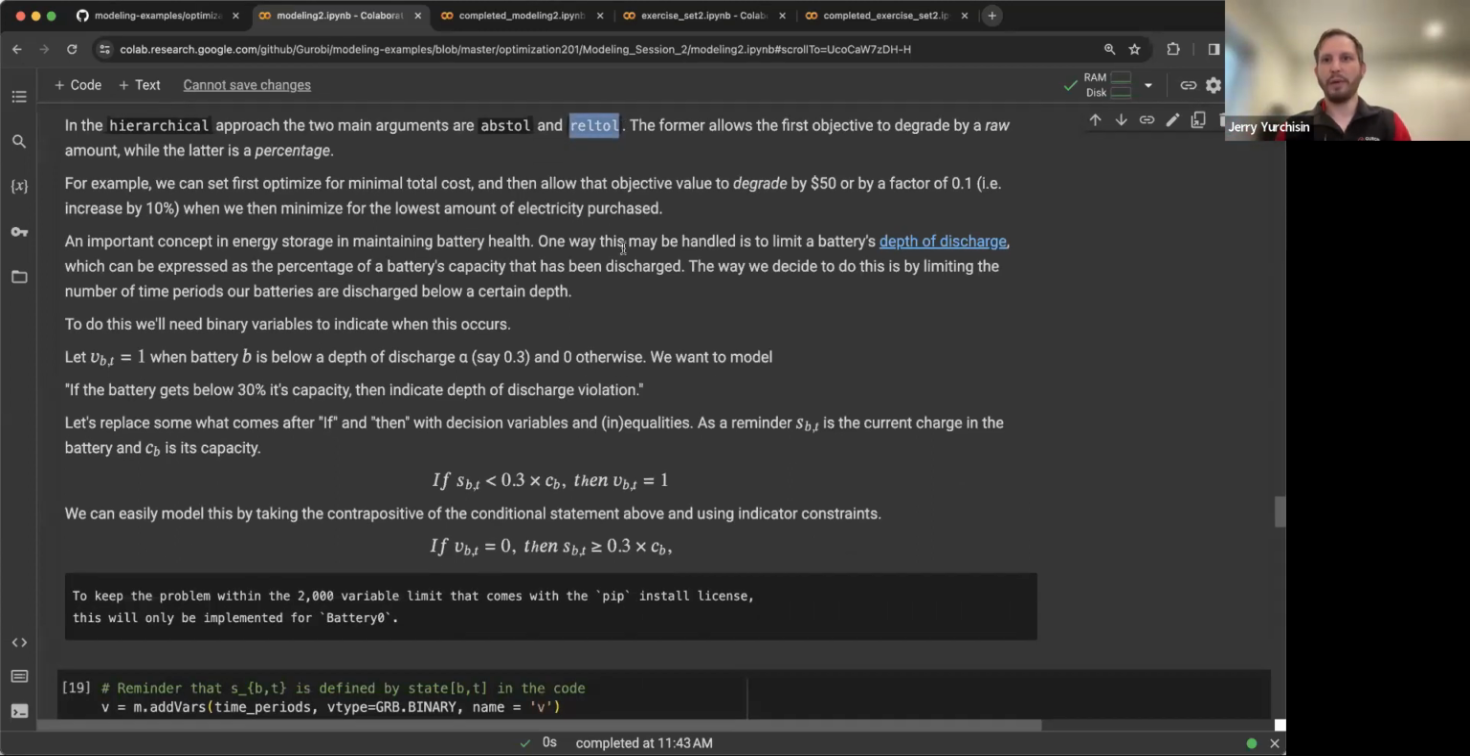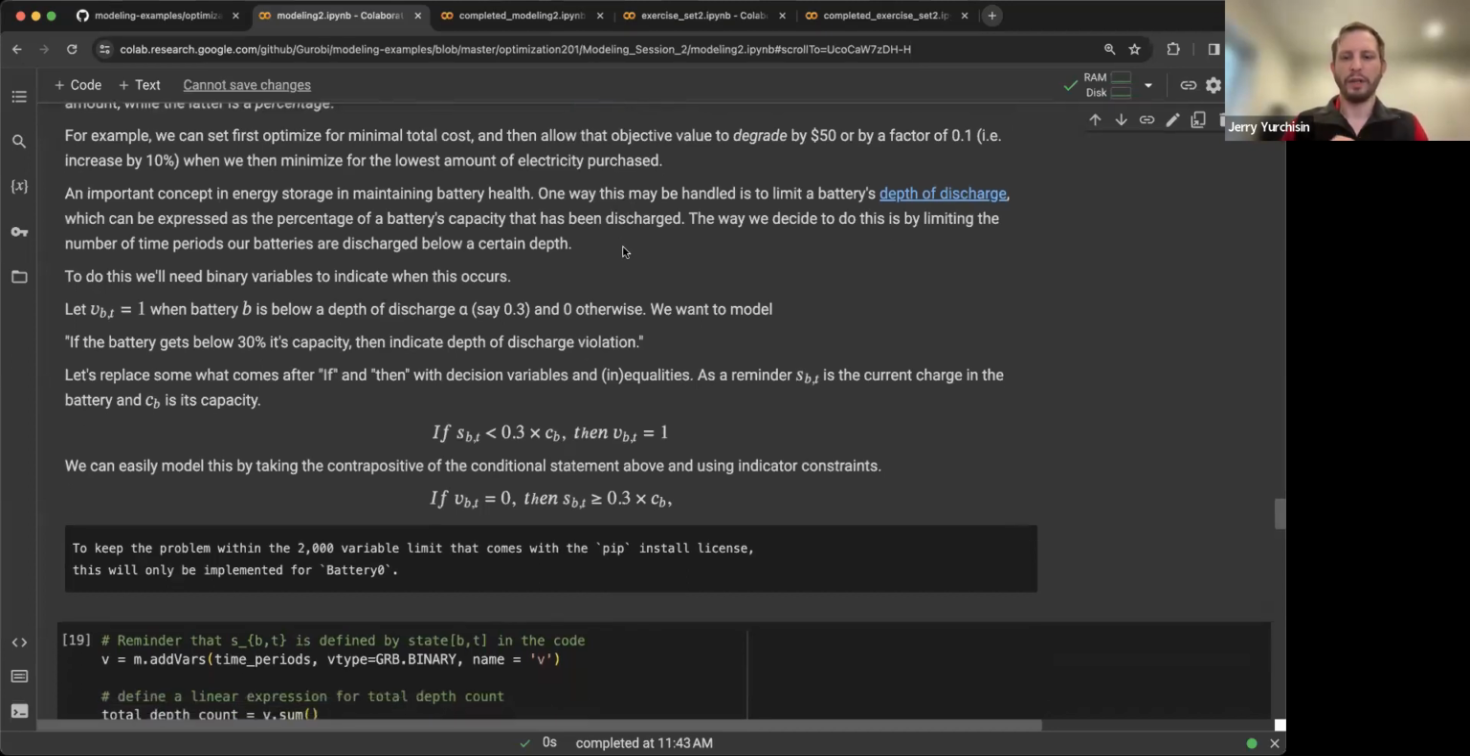So let's make this problem a little bit more complicated, because that's what's fun. And let's talk about a battery's depth of discharge. I introduced this idea in the previous session. For batteries, it's good to maintain their health, make sure that they run as long as they possibly can. And one way to do that is to limit a battery's depth of discharge. So you don't drain it all the way, then charge it all the way back up, and then drain it all the way again. There are batteries in which that is a way to maintain their health and make sure that they are useful for a much longer lifespan.